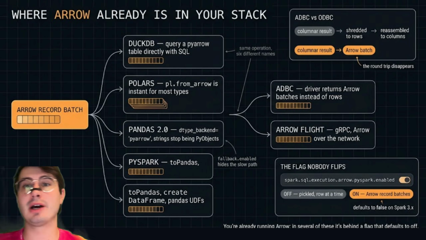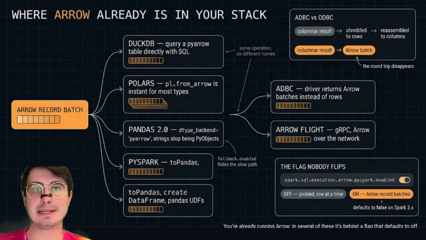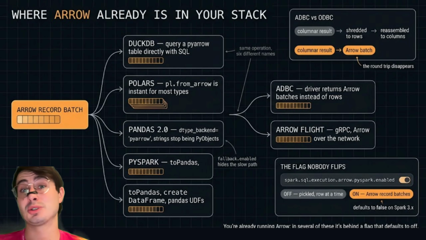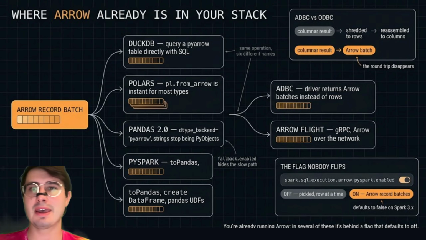And Pandas 2.0 shipped a set of PyArrow-backed dtypes. Strings stop being Python objects. Integers can hold nulls without turning into floats. It's opt-in, and plenty of people still haven't turned it on yet, so see if you can. And then PySpark also uses Arrow at the Python boundary, so to pandas, create DataFrame from a pandas object, and then pandas UDFs all go through it when you let them.